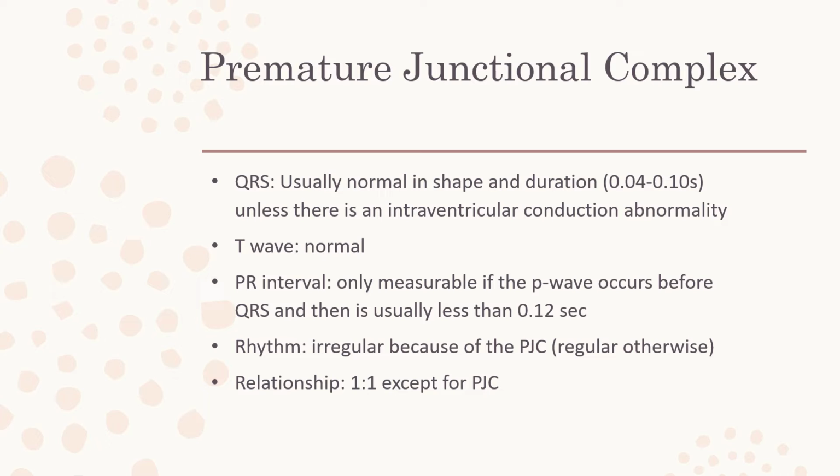Our PR interval is only measurable if the P wave occurs before the QRS, and then the PR interval is less than 0.12 seconds. The rhythm is actually going to be irregular, mainly because of the PJC. Otherwise, it's a pretty regular rhythm. The PJC is premature, it's coming in early, and it makes it irregular. The relationship of P waves to QRSs is 1-to-1, except the PJC has that unusual P wave that's inverted, or you may not see a P wave at all.